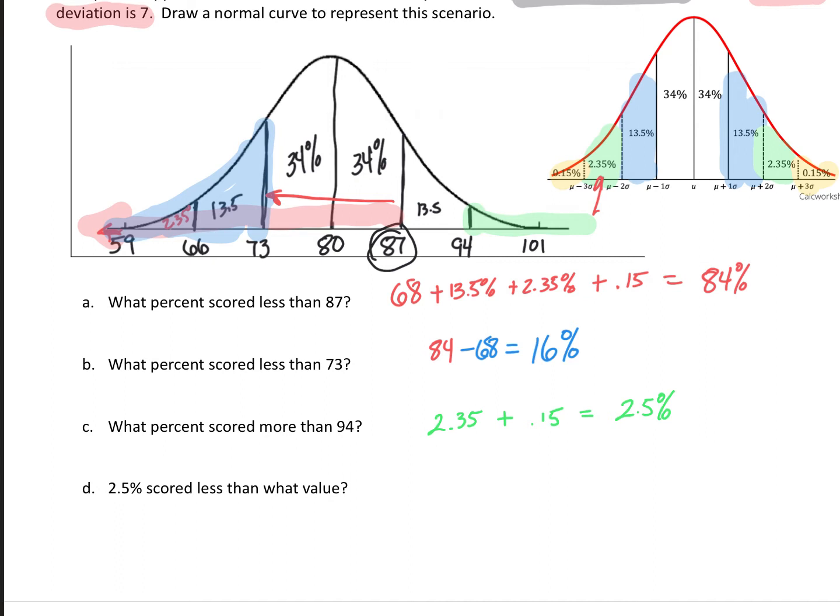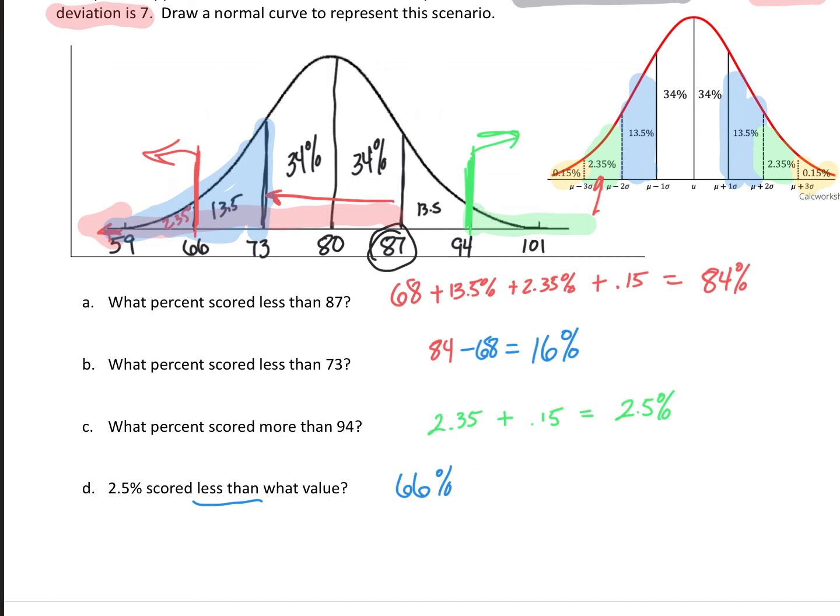And then the last one kind of leads us into this. 2.5% score less than what value? Well, 2.5% was the second deviation above. So it's going to be the same thing, the second deviation below. So 66 is laying in the same spot that 94 is. So the answer to this would be 66. And they already told us less than. So 66 or less will be the region that gives us 2.5%.